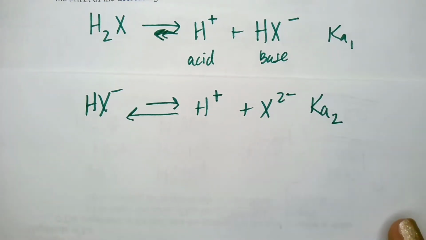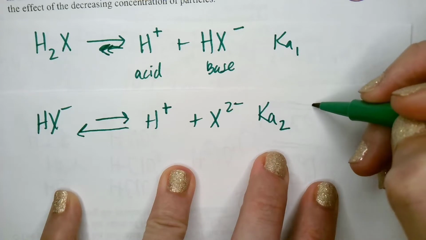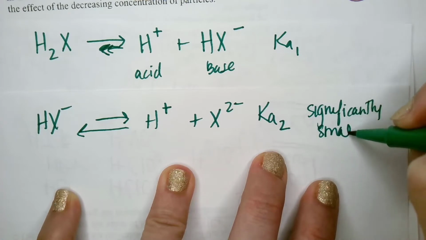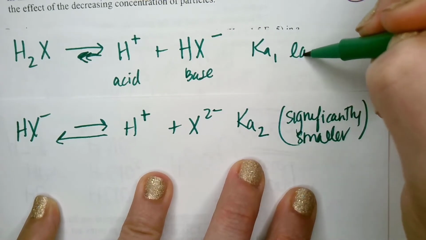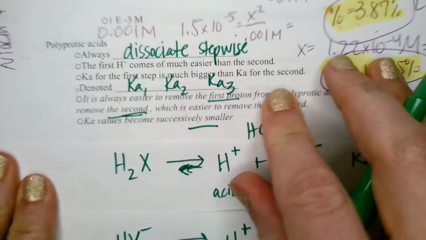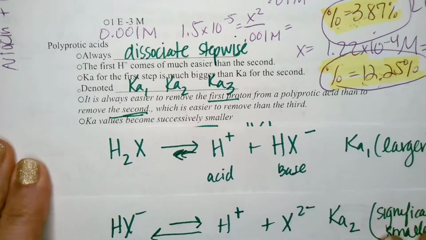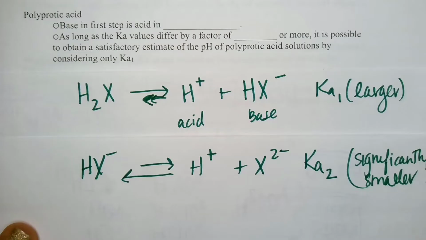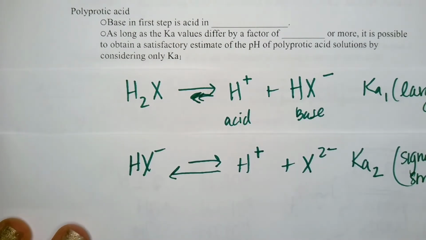And so the Ka2 is significantly smaller than Ka1. So Ka1 is larger because remember, we just said it's easier to remove the first proton from a polyprotic acid than to remove the second. So those Ka values become successively smaller. So when we are looking at the continuation of our notes, the base in the first step is the acid in the second.